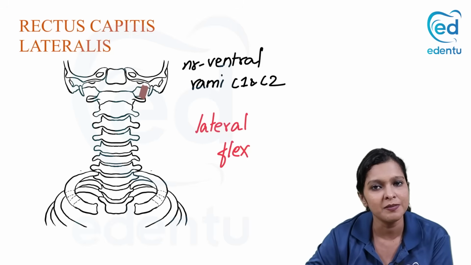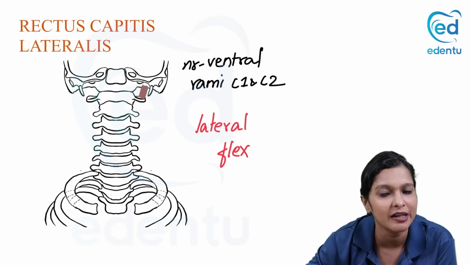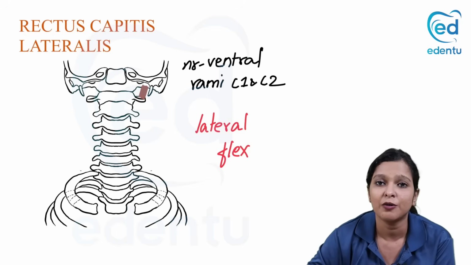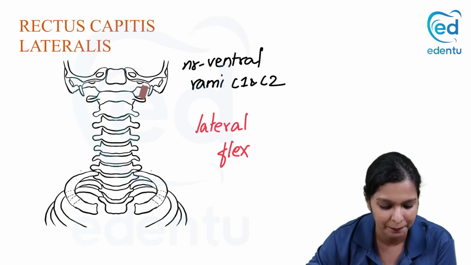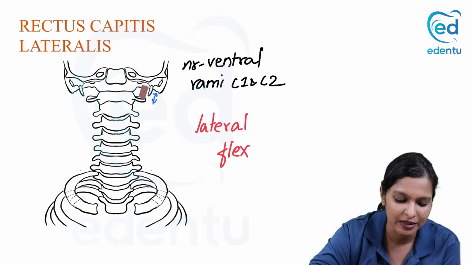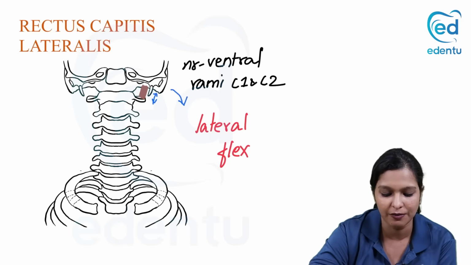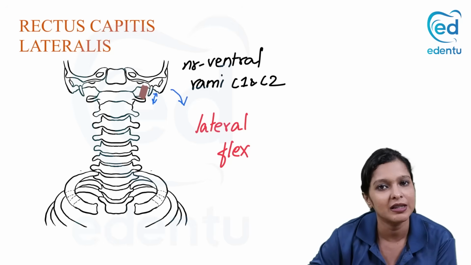Nerve supply is from C1 and C2. For rectus capitis anterior, it was only C1. For the lateralis, it is C1 and C2, the ventral rami. And the action: it is present on the sides, no? So when this contracts, it causes lateral flexion, tilting towards one side. So that's the action of the third muscle.